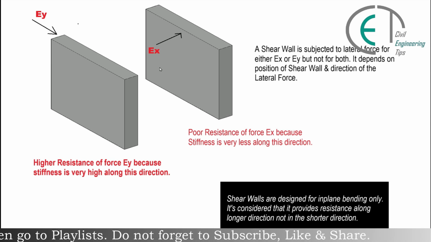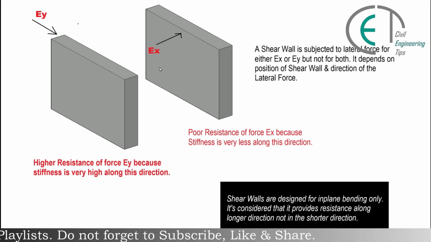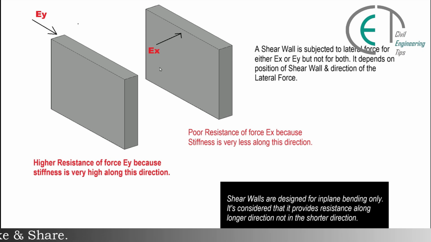A shear wall resists lateral force for either EX or EY, but not for both. It depends on the position of the shear wall and the direction of lateral force. So whenever you are using a shear wall in the building, you have to think about how you will place that shear wall so that you will get the benefit. Shear walls are designed for in-plane bending only. It is considered that it provides resistance along the longer direction, not in the shorter direction.